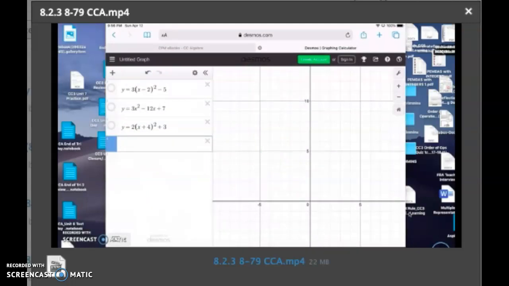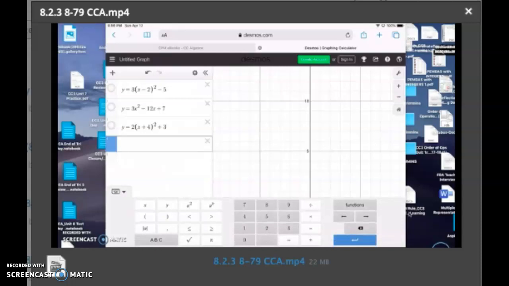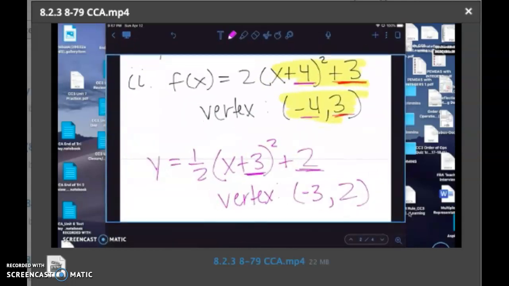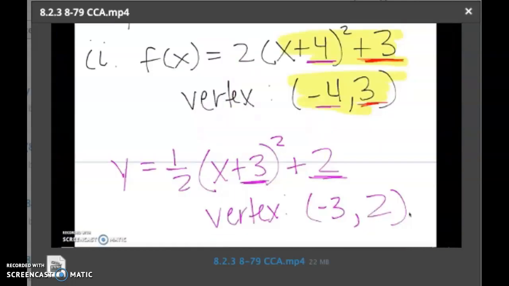Go back in, type this in, y equals 1/2, I'll just put 0.5 times (x plus 3) squared plus 2. All right, I'm going to click on that, and I do in fact see that my vertex is at (-3, 2), which is what we thought it would be. All right, so there you can see a shortcut to getting your vertex when you have your equation in this form.